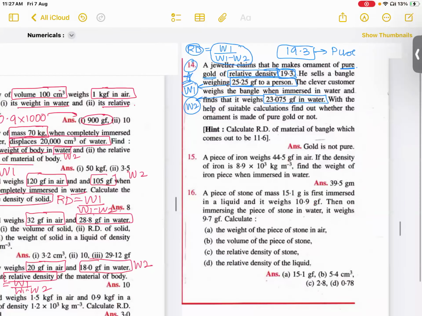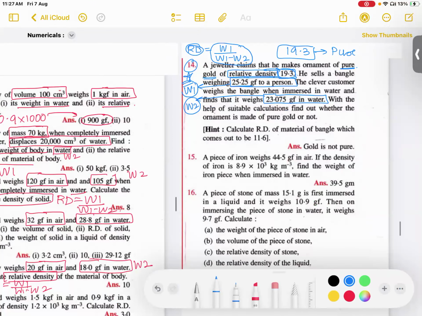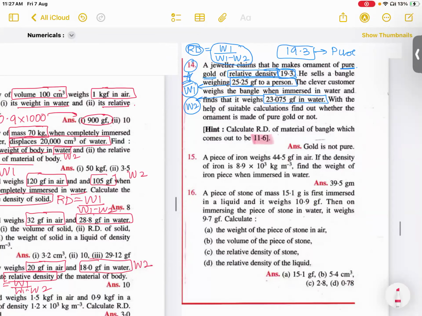They have given us a hint here, which will not be given in the exam, definitely. On solving this, your RD value will come 11.6, which is not equal to 19.3. So technically, students, this is not pure gold, it is impure gold. Okay, kids. Any confusion, any doubt, guys? Simple, everybody. Fine.